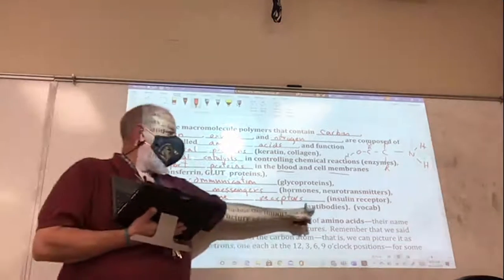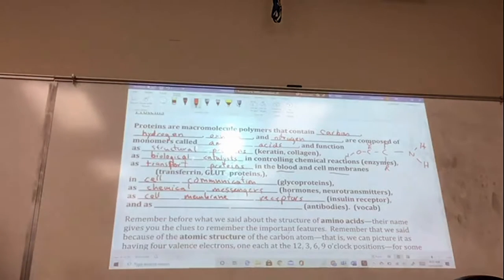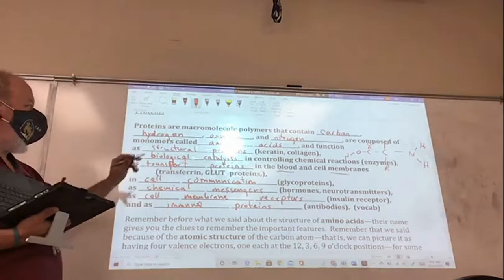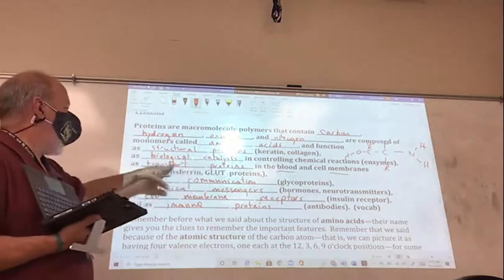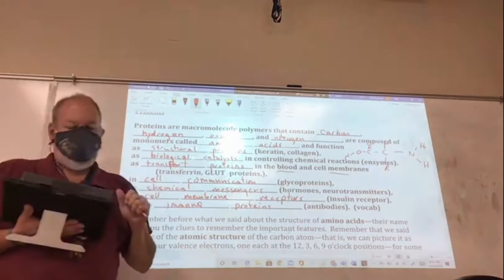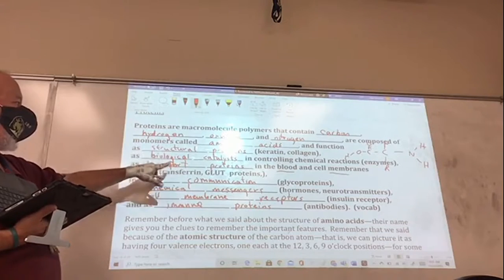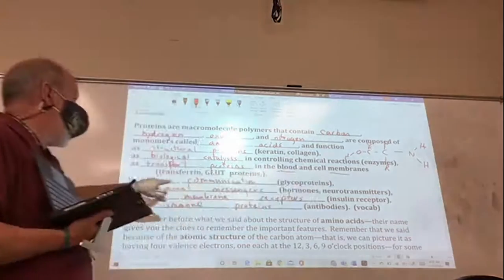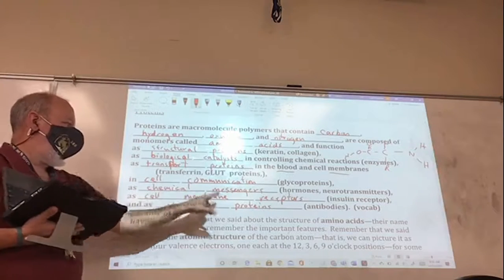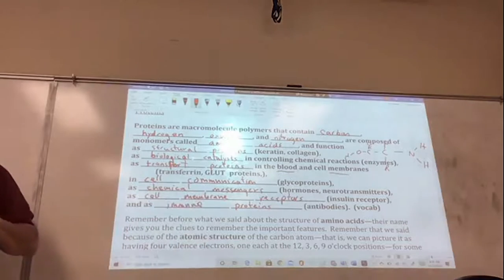And then, what system do antibodies work in? Defense? Okay, but what system do we call that? The immune system, yeah. So I've got the immune system. So these are immune proteins. If you say, what are immune proteins, most people would think of antibodies. So I have 1, 2, 3, 4, 5, 6, 7, 8 protein functions. Okay, I've got 8 protein functions. Structural proteins, biologic catalysts, transport proteins in blood and cell membranes, cell communication, chemical messengers, cell membrane receptors, immune proteins.